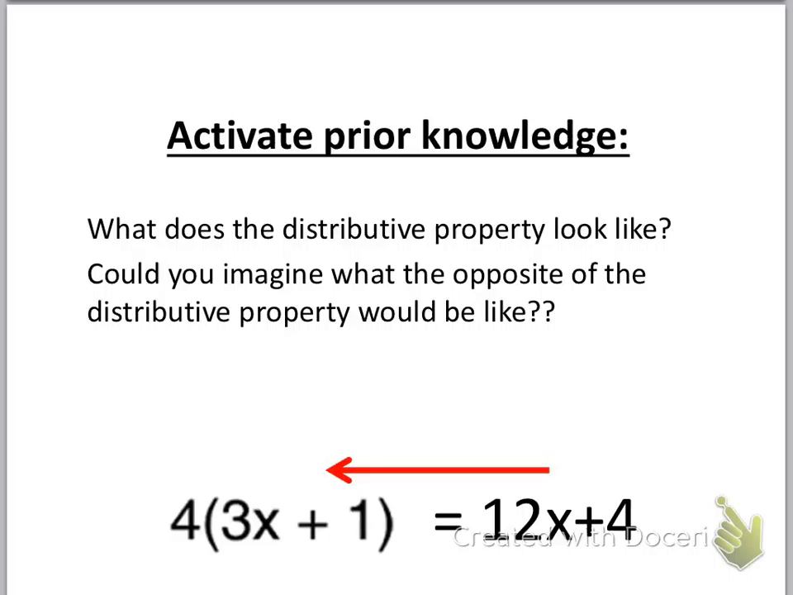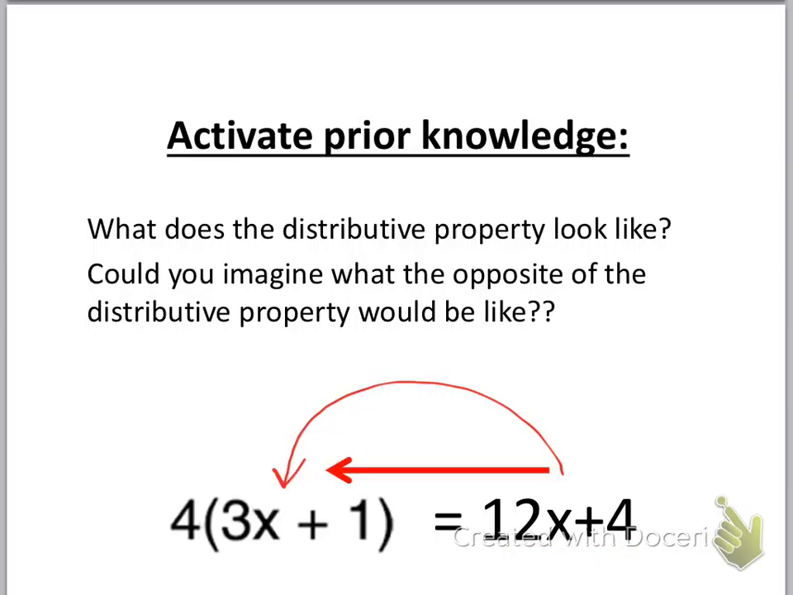Now, what does the distributive property look like? Could you imagine what the opposite of the distributive property would be like? Because we all know that multiplication and division are opposites, okay? So think about going from this to this. Any guesses as to how we might get there?